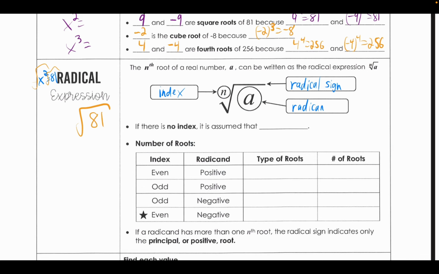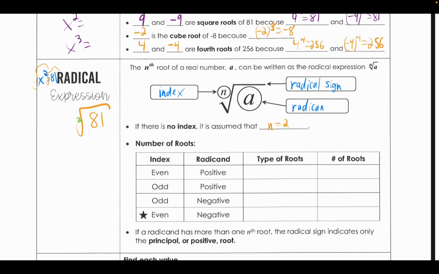Now, if there's no index, that's what I was talking about a moment ago, it's assumed that the index is 2, or n equals 2. Now, I do want to clarify that when we write that index, we do want to write it just small and up there. We don't want to write it super massive. That way it's not confused as a number multiplying with the radical.